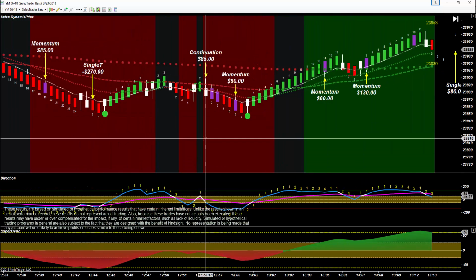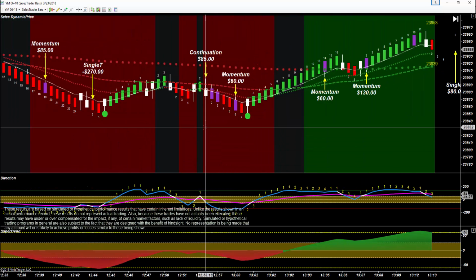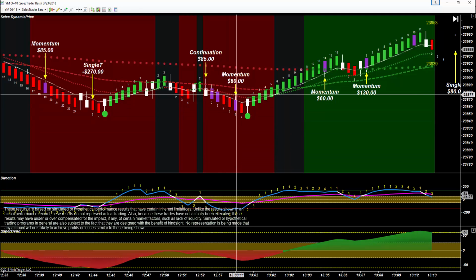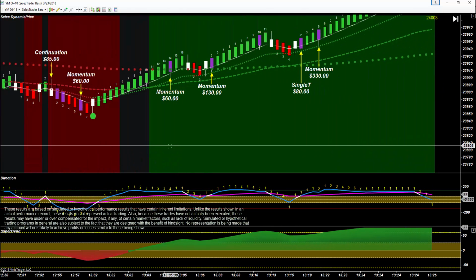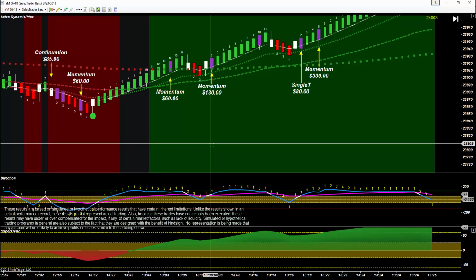Then we have a continuation short that just hits profit target, grabs an extra tick with the runner, and after we get stopped out, we can hop back in on this momentum at 1300 that barely squeaks out its profit target of 6 ticks. Then we have a momentum long off the 200, hitting profit target, followed by another momentum.